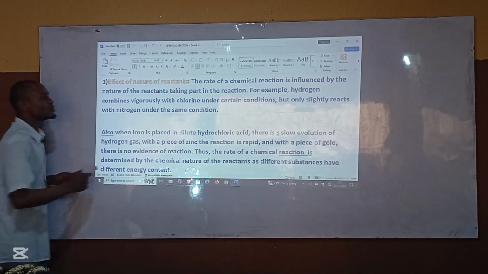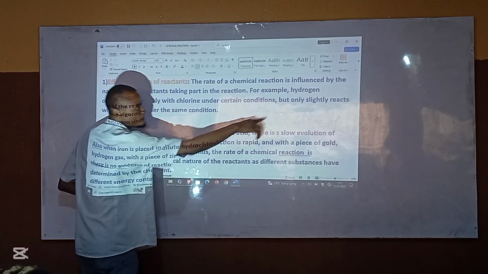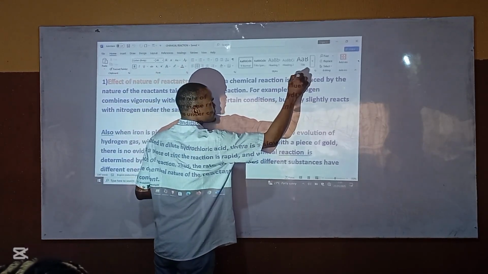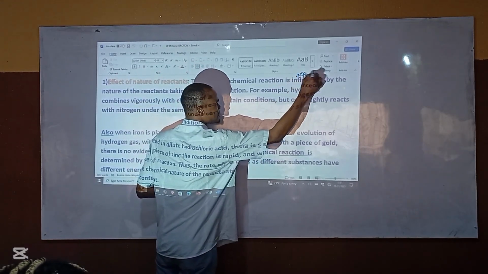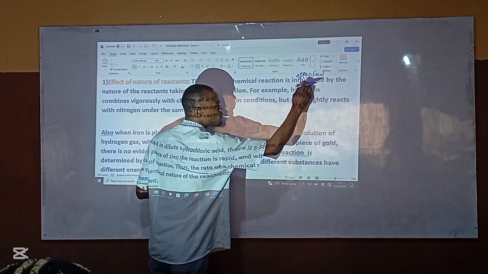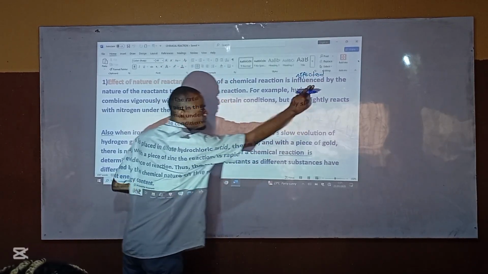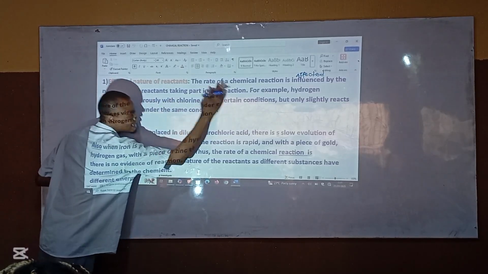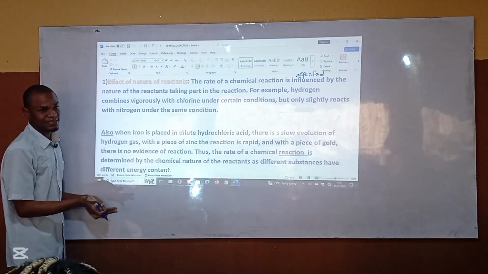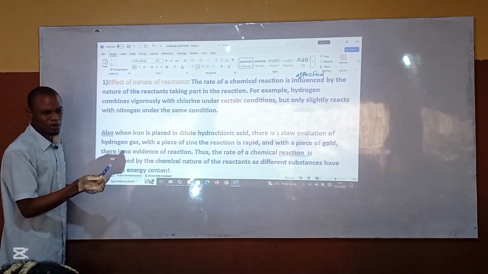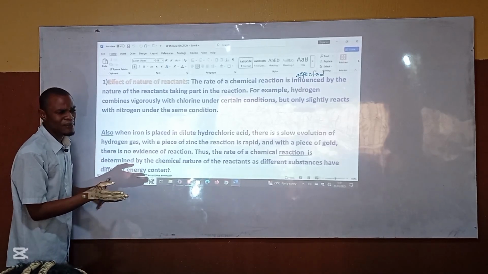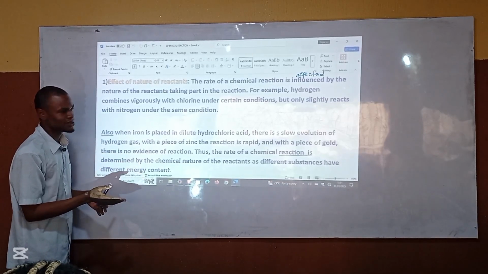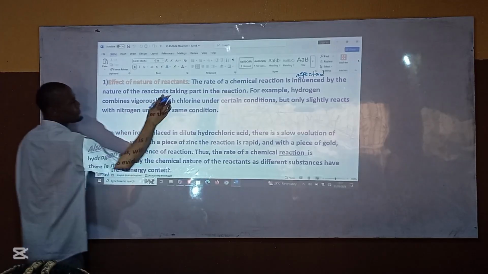Now, the rate of chemical reaction is affected by the nature of the substances taking part in the reaction. Your grammar must be very good, you have to be very good in vocabulary. If they don't like each other, they will not react. Maybe they like each other a little, they will react slowly, before they become friends.